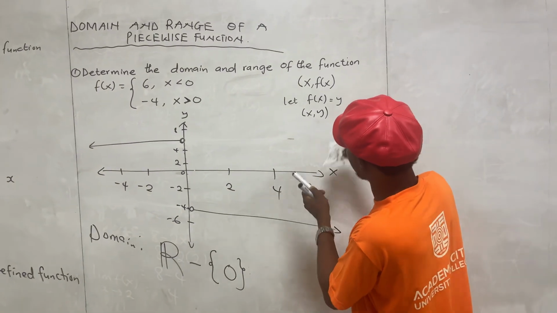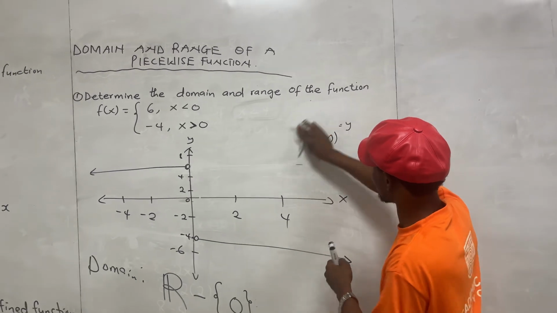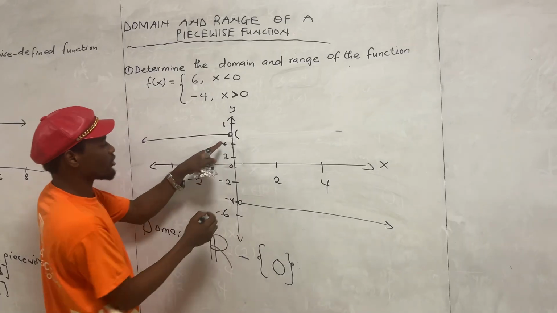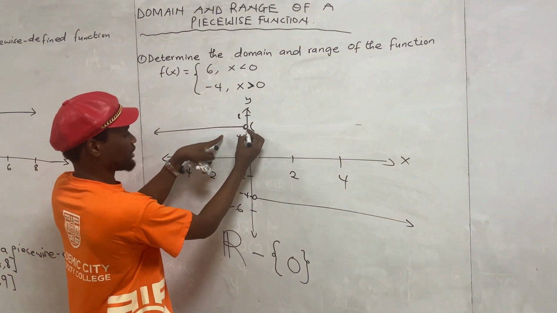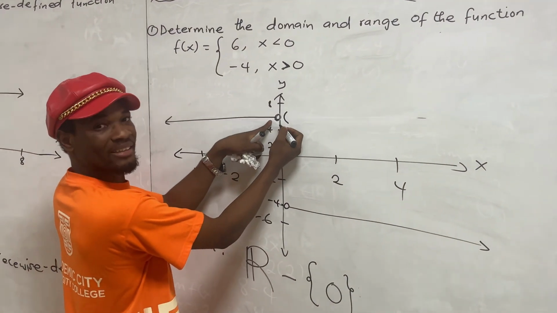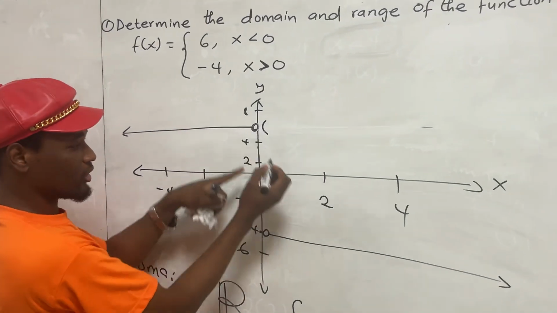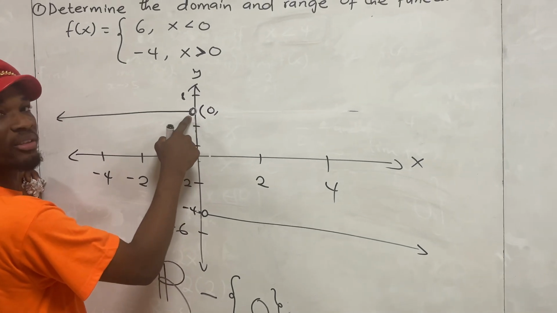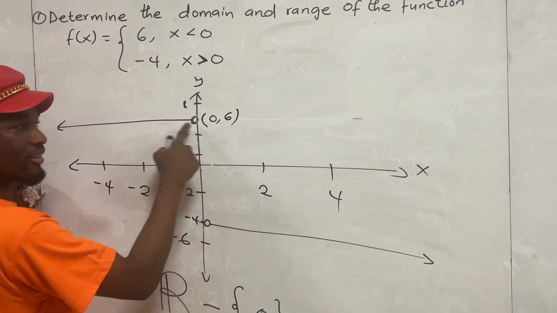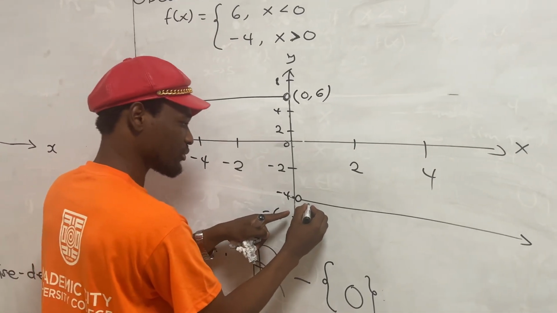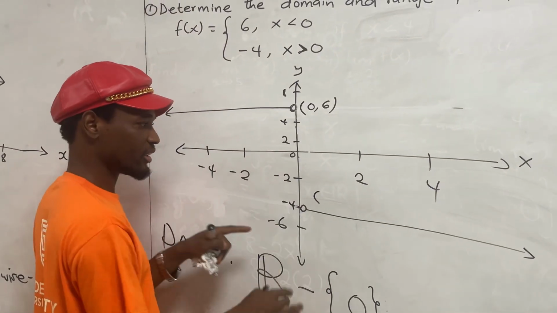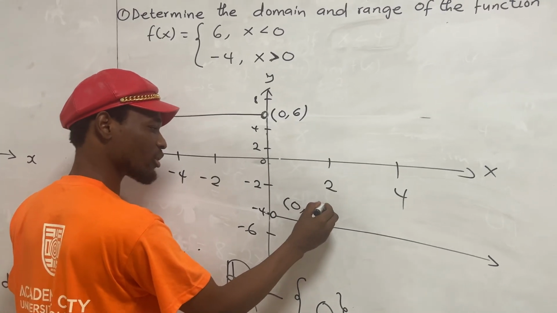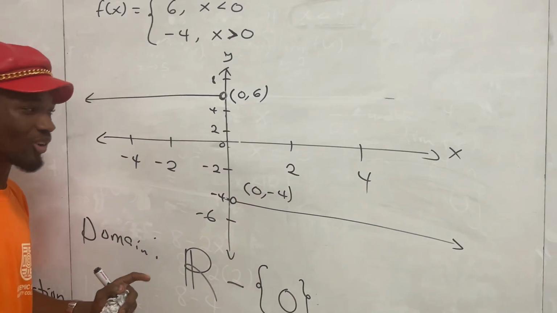So if that is the case, here, at this point, what do I have? This point is 6, right? So I have 0, comma, 6. Is that also good? Now here too, let's write down the coordinates. This is also 0, then negative 4. Is that also good?